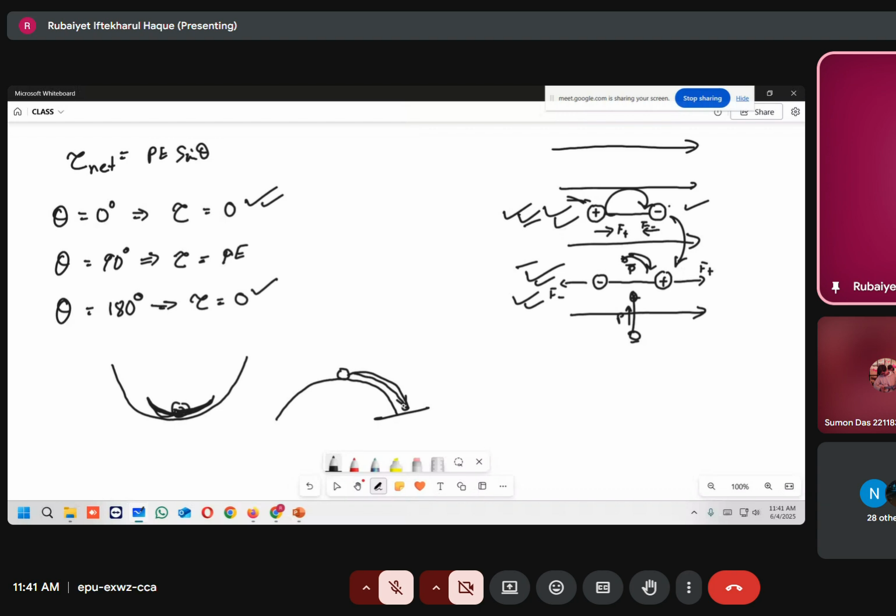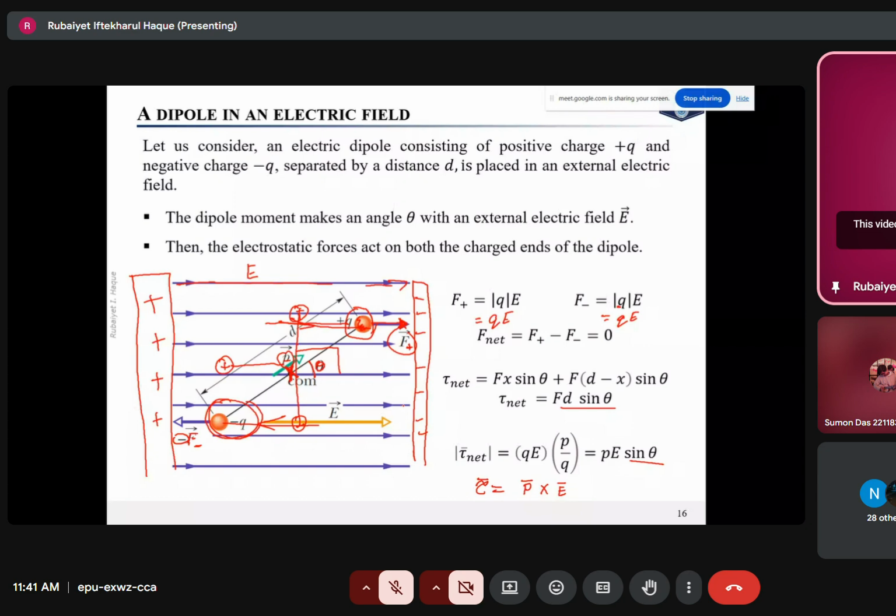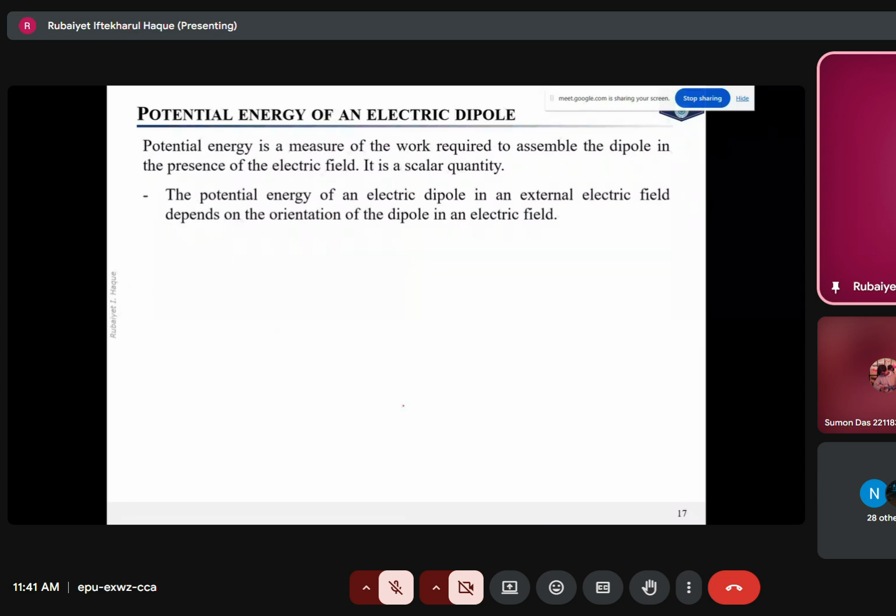Okay. So now here you can see this orientation is also linked with the potential. So we will now learn about the potential energy of the dipole due to its orientation in the external electric field. So, potential energy of the electric dipole. Potential energy is a measure of the work required to assemble the dipole in the presence of an external electric field. It is a scalar quantity, so it is denoted by the capital letter U. It's an energy, so it has a unit of joule. The potential energy of an electric dipole in an external electric field depends on the orientation.